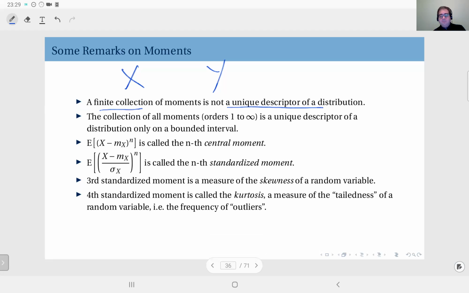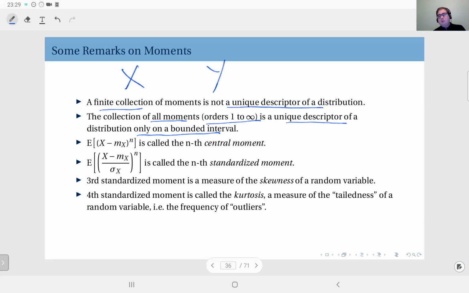There is one exception to this. When we have the entire set of moments from orders 1 up to infinity, well, it's an infinite amount of information, but let's assume you have it. The collection of all moments is a unique descriptor of a distribution only on a bounded interval. This means if your random variable has finite support, it's zero below some point, it's zero above some point. In this case, if you have the entire set of moments, then you have all the information you need.